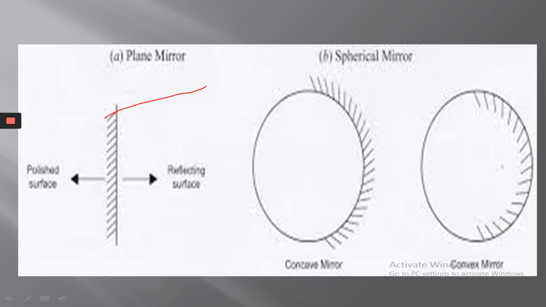So this is the diagram that is used to represent a plane mirror. A straight line followed by shading. The shading part represents the opaque part of the mirror. Now what is a spherical mirror? A spherical mirror means a mirror that is a part of a sphere.